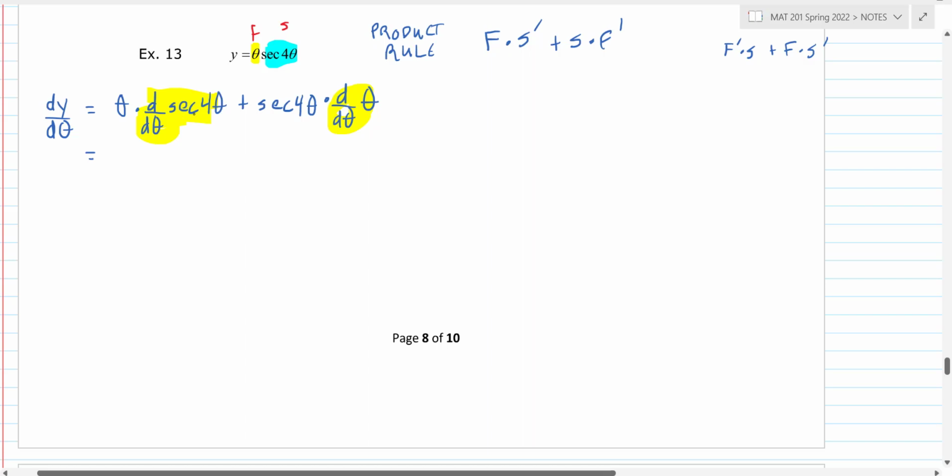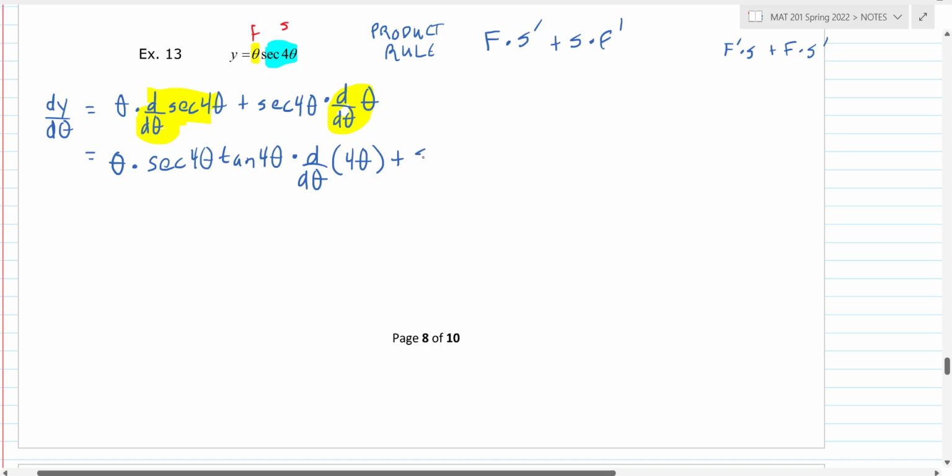The big rule for a secant, the derivative of a secant is a secant tangent. But you also have this 4 theta you've got to deal with, so you're going to do a chain rule. So I'll bring down the theta. Now, this would be the derivative rule for secant is secant tangent. And see, I'm putting that 4 theta as the argument on that. But since 4 theta is a function, beyond just having theta, if it just had theta, you wouldn't have to think about the chain rule. But we have to multiply by d/d theta of 4 theta.